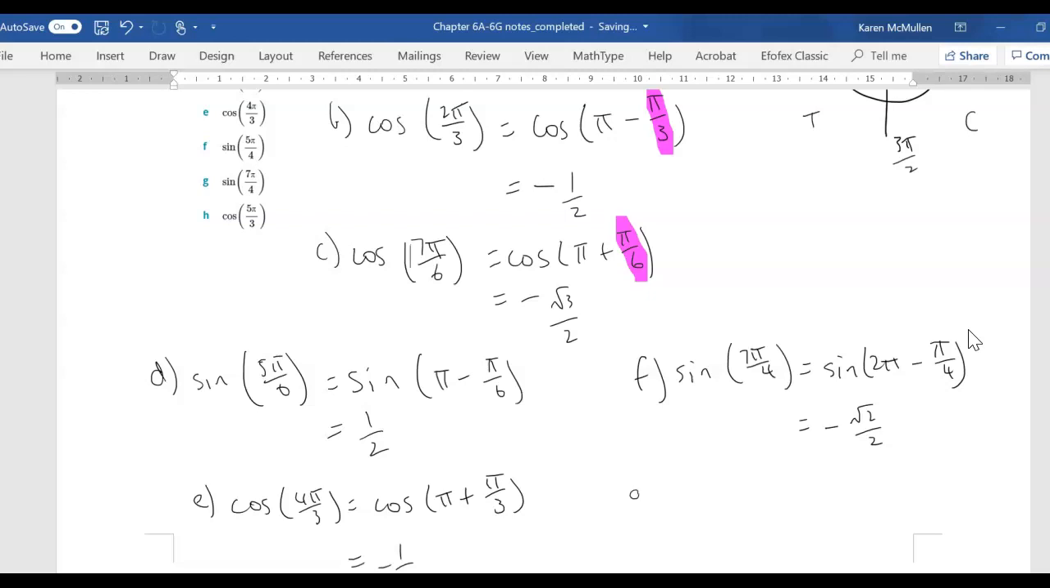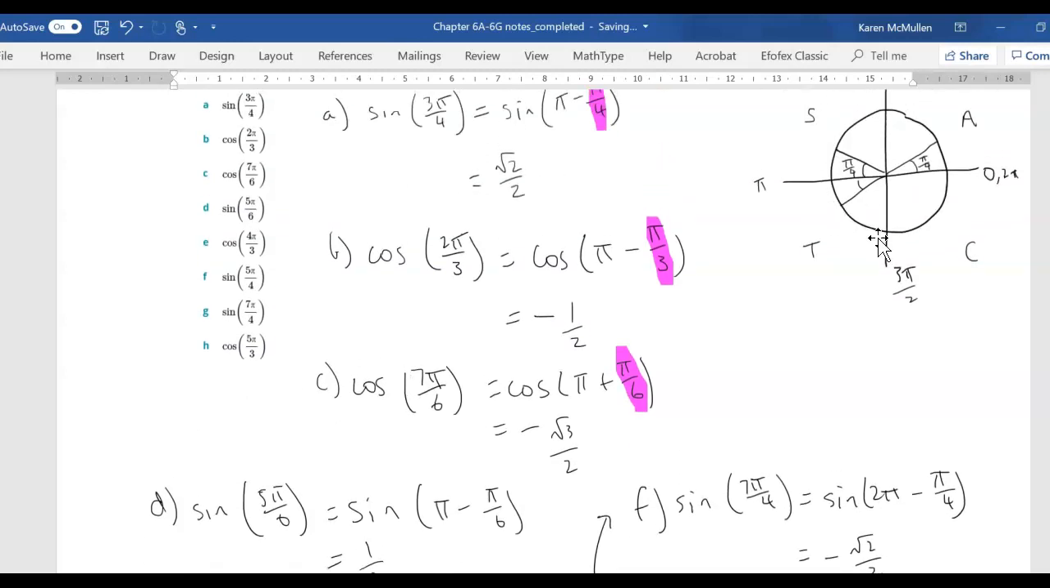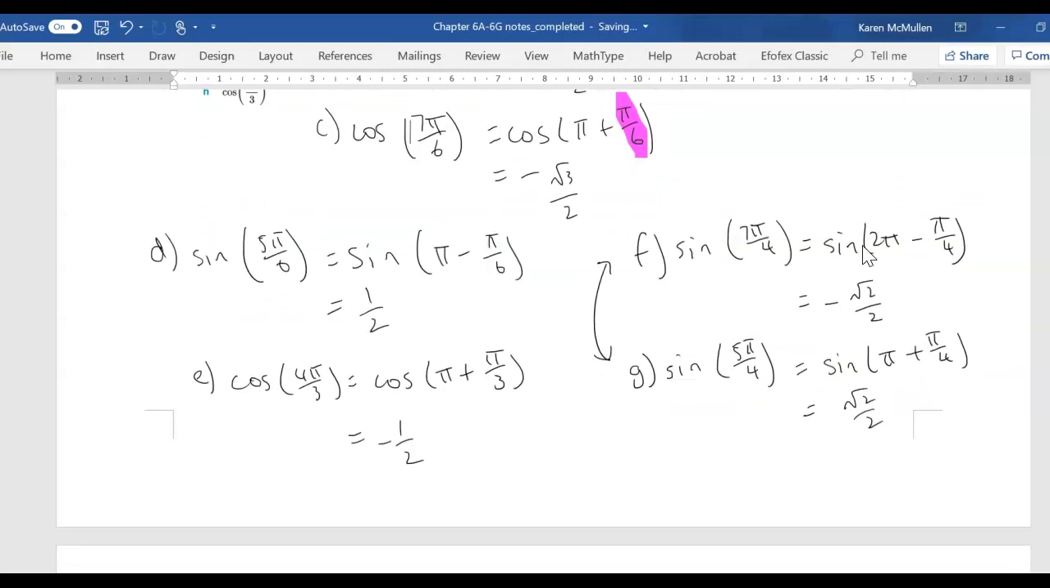And then lastly, oh, not lastly. Oh, did I miss one? Oh, sorry, I did. Let's just switch them around. F and G around the wrong way. 5 pi on 4. So this is the same as sine pi plus pi on 4. So pi on 4 I know is root 2 on 2 because we just did it before. And we just got to decide whether it's positive or negative. So pi plus pi on 4, you're in the third quadrant. So it's going to be negative.